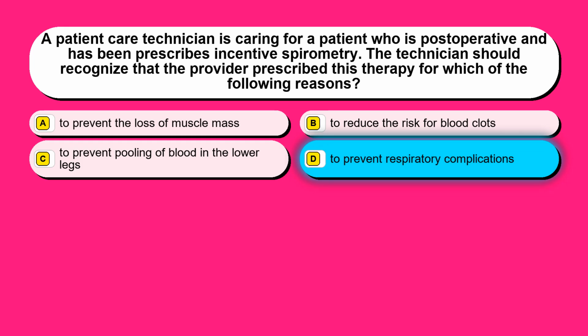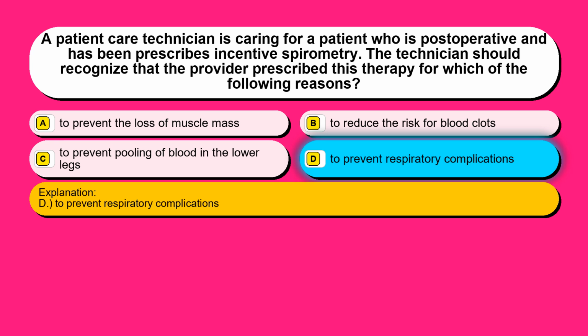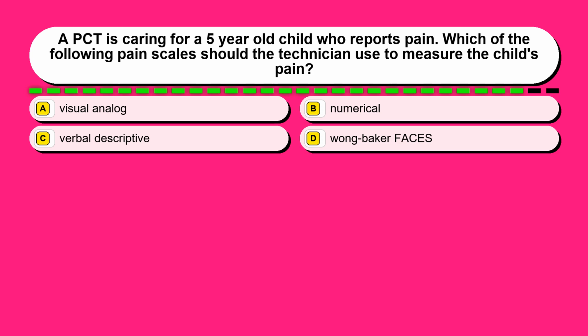The correct answer is option D, to prevent respiratory complications. D, to prevent respiratory complications. Question 27. A PCT is caring for a 5-year-old child who reports pain. Which of the following pain scales should the technician use to measure the child's pain? Option A, visual analog. Option B, numerical. Option C, verbal descriptive. Option D, Wong-Baker faces.